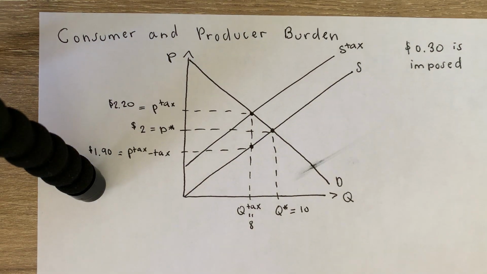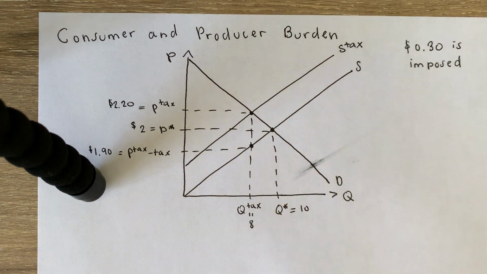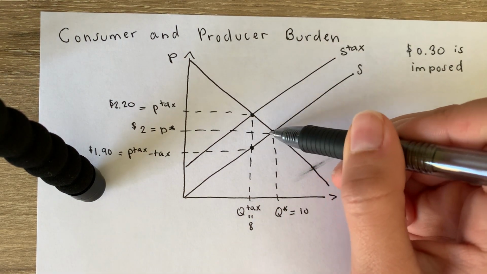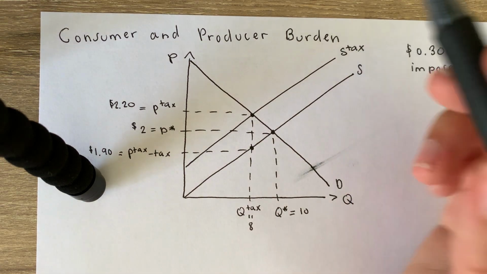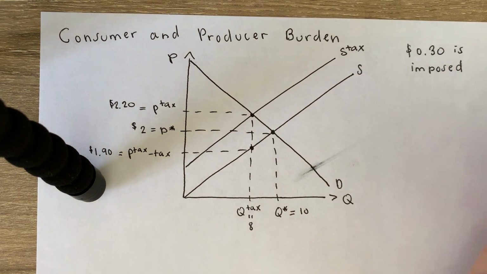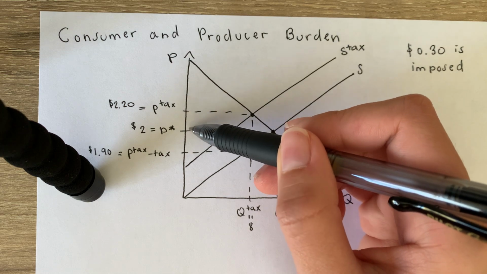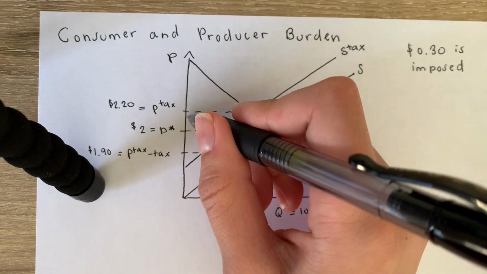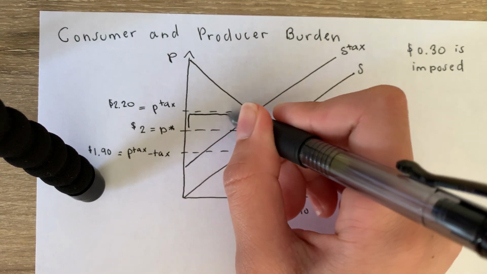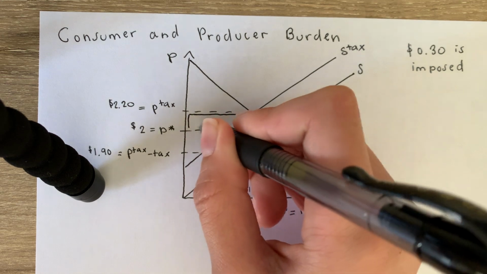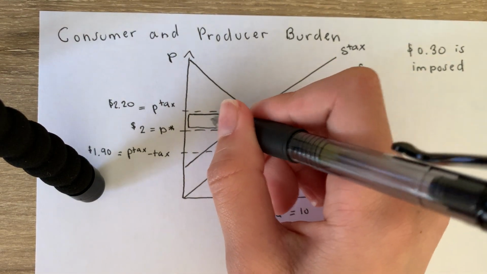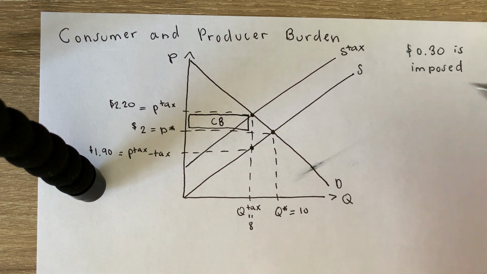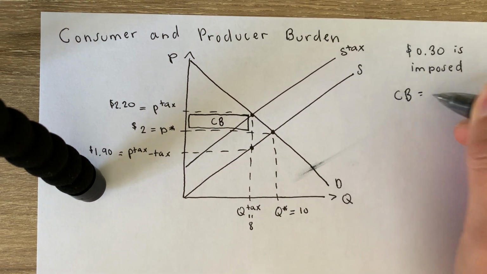Okay. Right, so this is what it's going to look like after our tax is imposed, right? We have this little rectangle area, and then we also have this triangle area, right? So we're going to discuss what these are. So let's start with the top, right? So we know that the area in between here, so above P star and below P tax minus tax, this little area right here, all the way up to Q tax, right? This is our consumer burden. I'm going to put CB, right, for consumer burden.